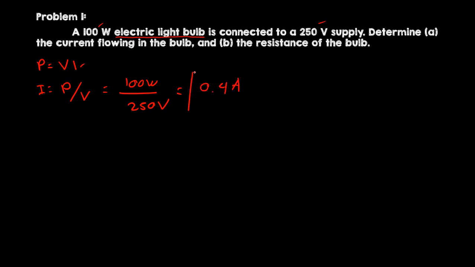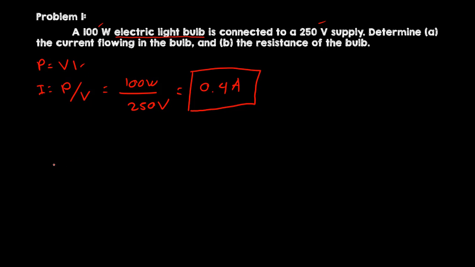So we have P, 100 watts, and we are looking for the current, which is I. So we have P and V, and our formula for power is P is equals to VI. We are looking for I. So I is equals to P over V. And we have 100 watts over 250 volts. And the answer is 0.4 amperes.